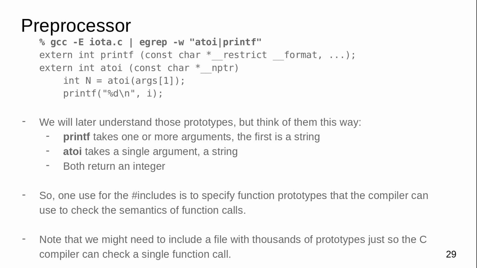So one use for the includes is to specify function prototypes that the compiler can use to check the semantics of function calls. Note that we might need to include a file with thousands of prototypes just so the C compiler can check a single function call.